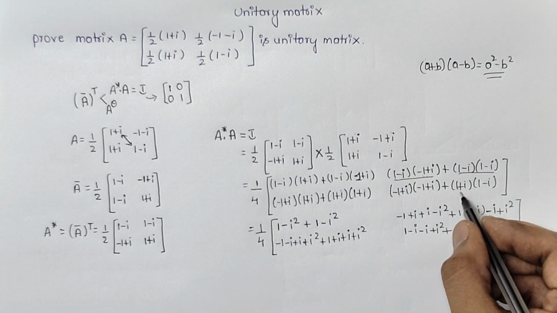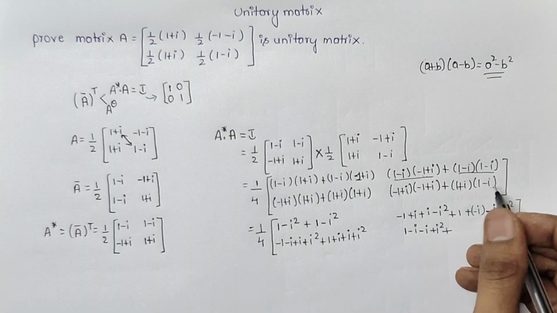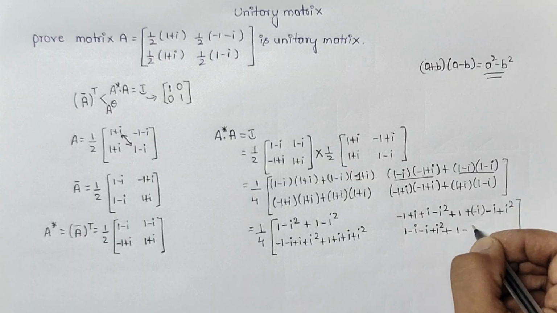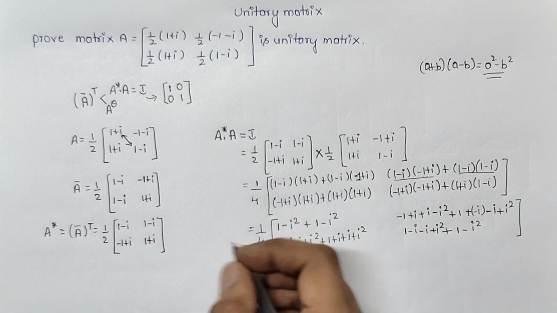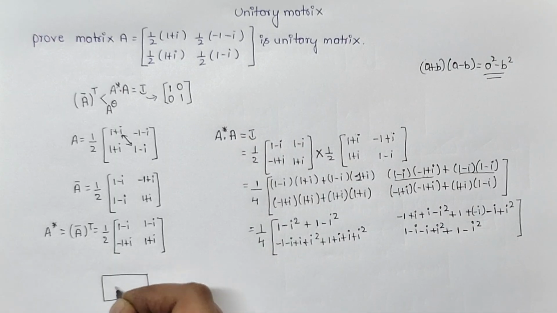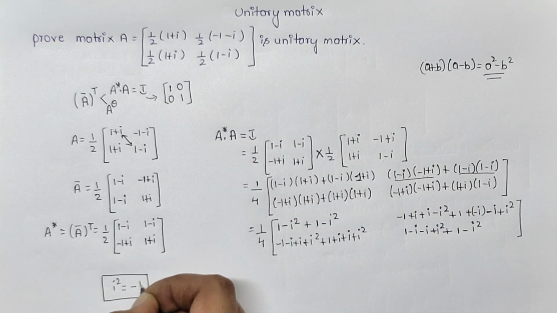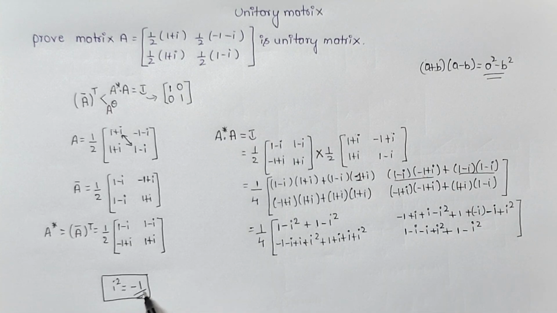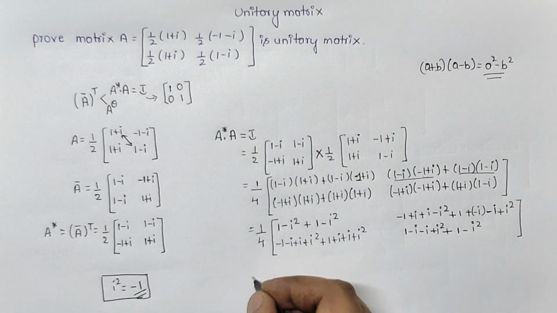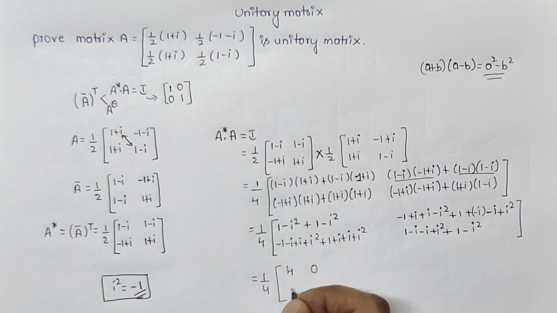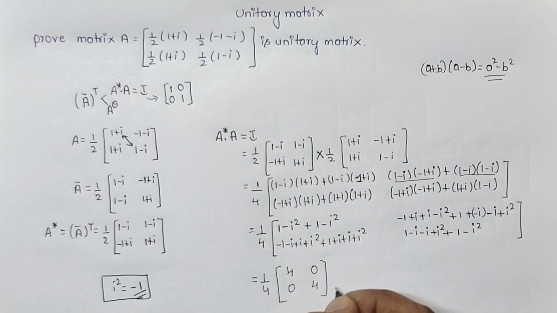So (a + b)(a − b), how will you write it? a square, that is 1 square means 1, minus b square means i square. We also know that in matrices we will be using one value, that is i square is equal to −1. Just substitute wherever i square is there as −1. So at the last you will be getting the values as 4, 0, 0, 4 when you simplify.